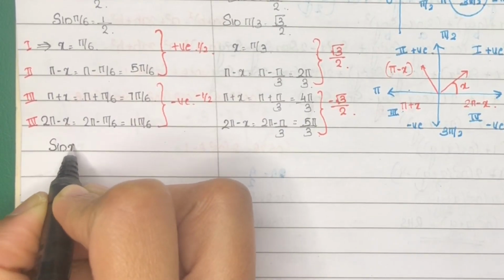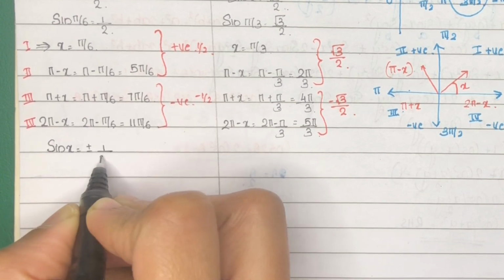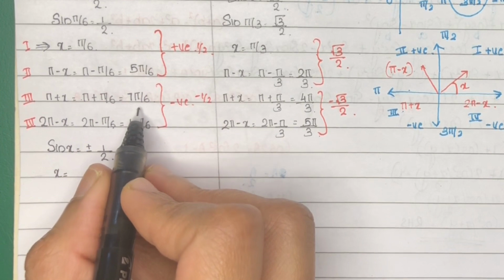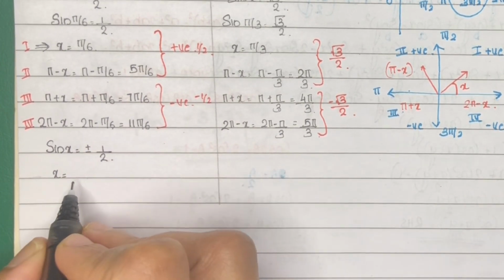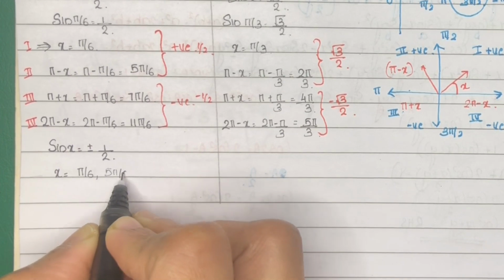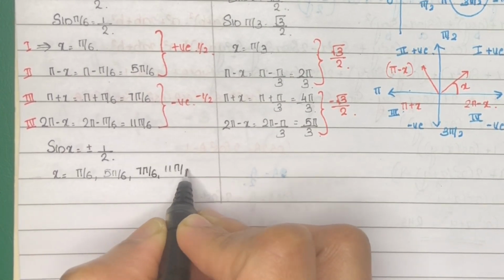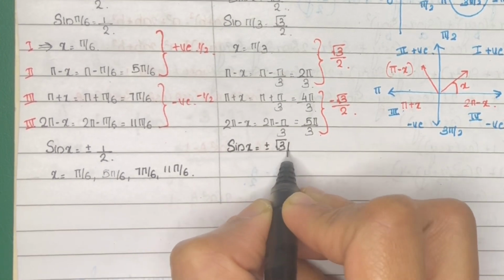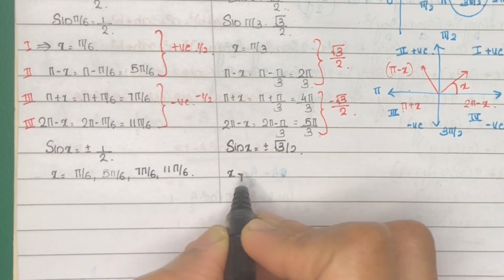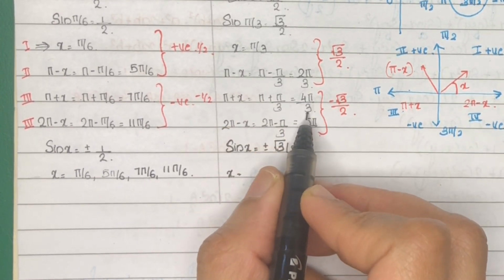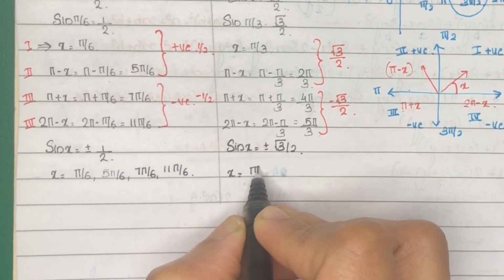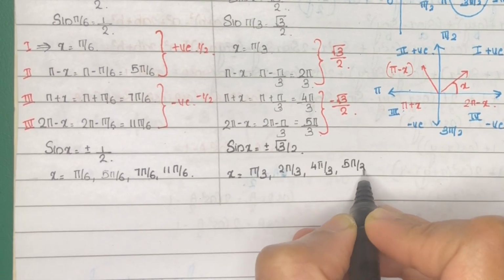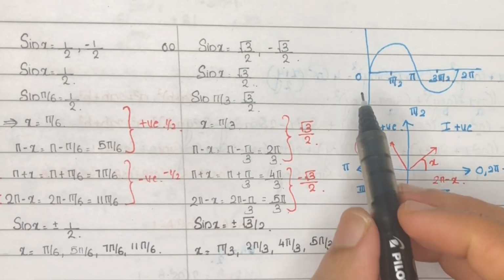That is, sin x equal to plus or minus 1 by 2 implies x equal to pi by 6, 5 pi by 6, 7 pi by 6 and 11 pi by 6. And if sin x equal to plus or minus root 3 by 2, then values of x will be pi by 3, 2 pi by 3, 4 pi by 3 and 5 pi by 3. Okay. These are the values of x in the interval 0 to 2 pi.